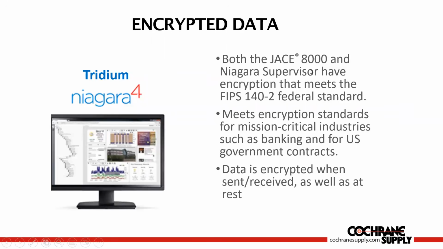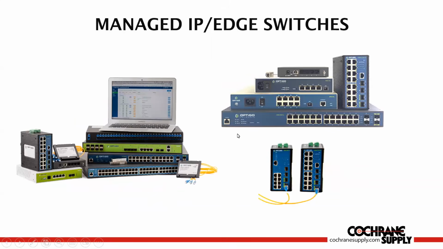So we are talking about encrypted data. For those of you who have sat in on some of the other sessions, I'm sure this was pretty much brought to your attention that Niagara has encrypted data both when it's sent and when it's received and at rest, right? So the JACE 8000 or the Niagara supervisor meets all those federal standards for cybersecurity, and it meets encryption standards for anything on the industrial side when it comes to mission critical industries, right?